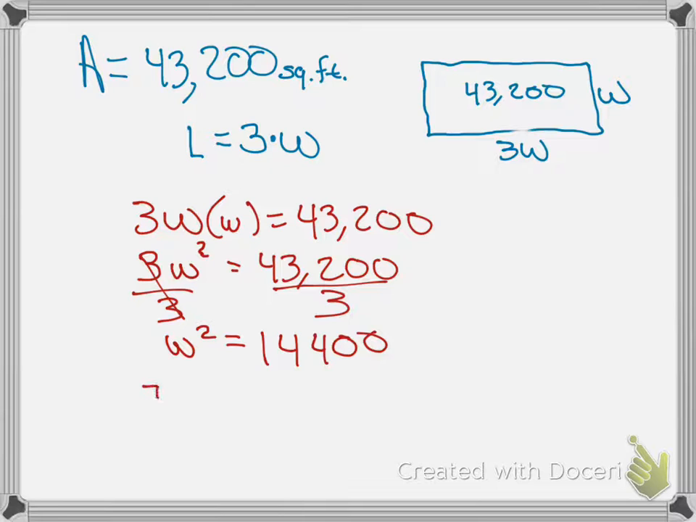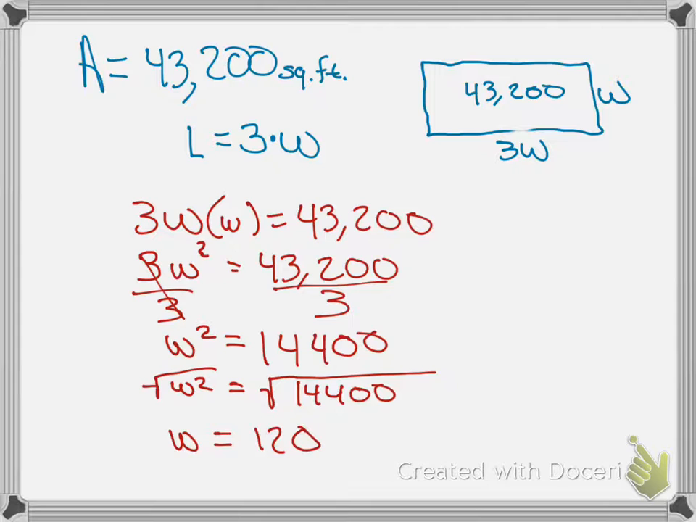So I have to take the square root of W squared. What I do to one side, I have to do to the other side. So I have to take the square root of 14,400. The square root of W squared is this W, because the square root undoes the squaring. The square root of 14,400, you put that in a calculator, and you should get 120. Square root of 14,400 is 120.